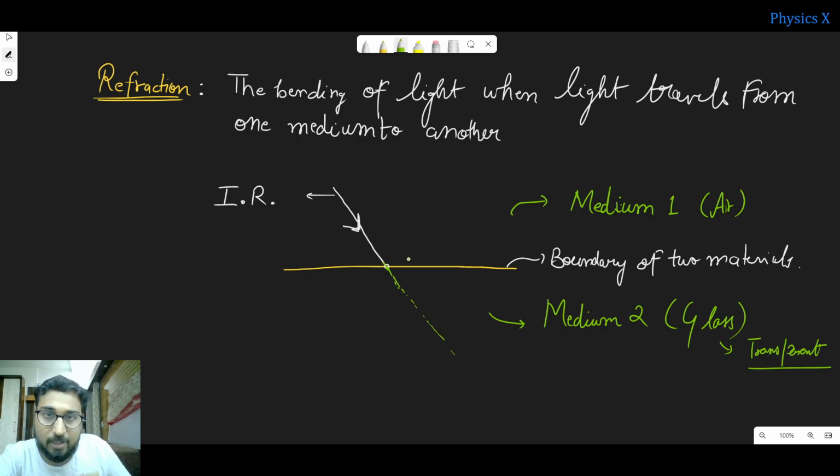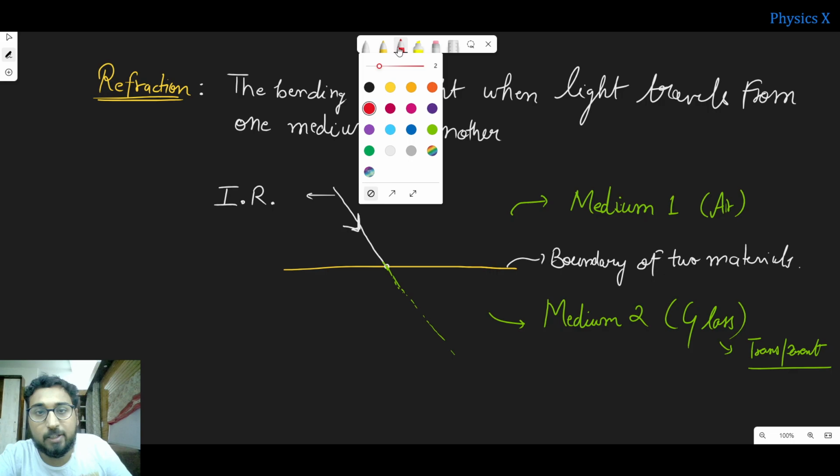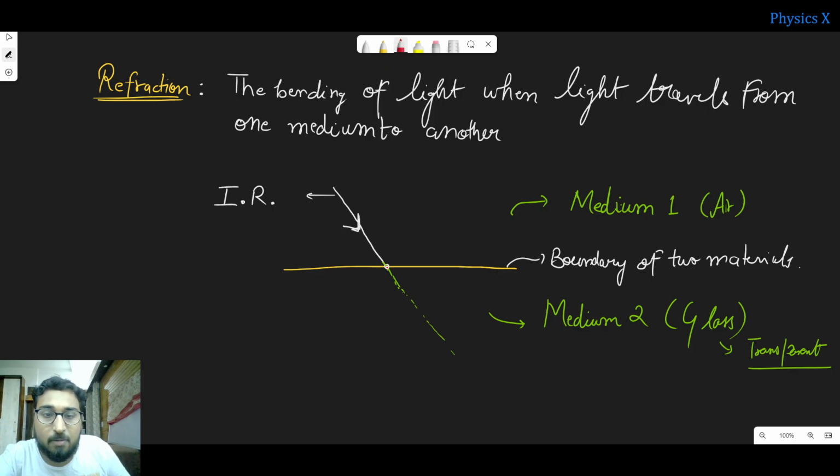But what happens in reality? In reality, this is not the case. This will bend somewhat like this. It will go somewhat like this. So this is now called the refracted ray.